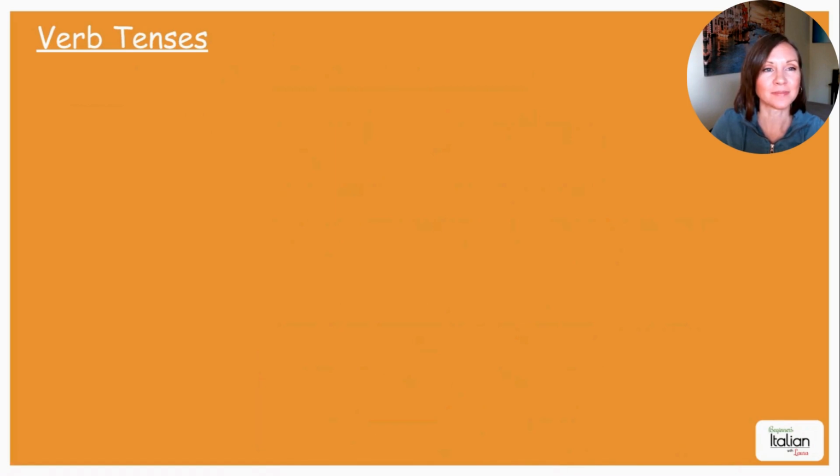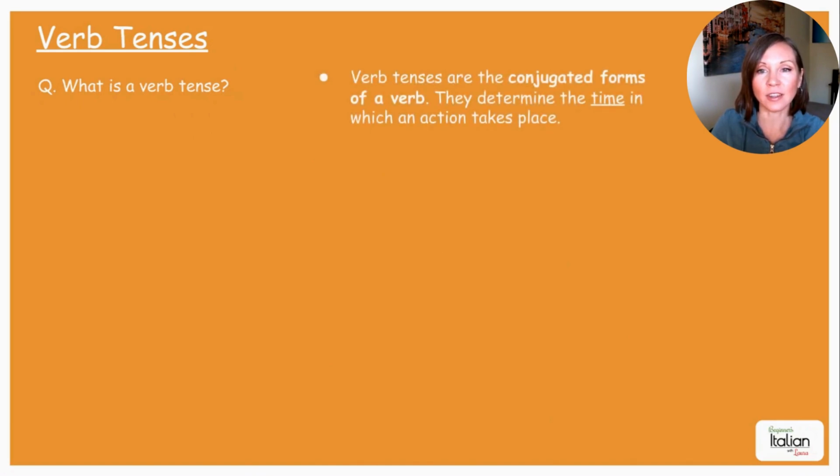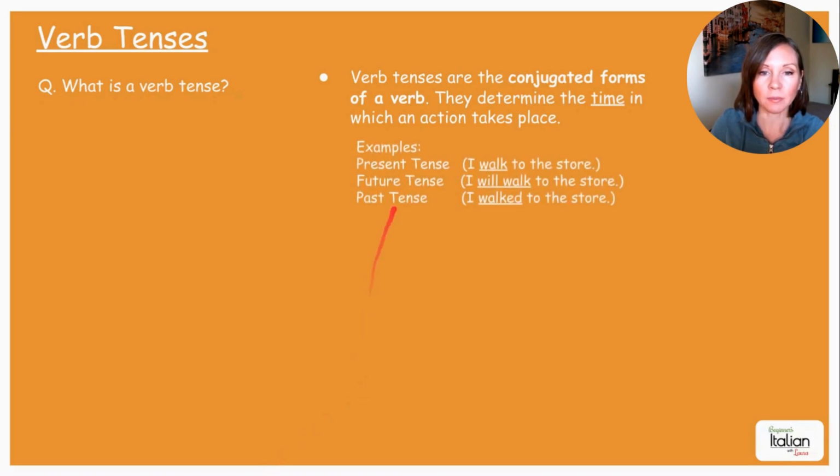Verb tenses. What is a verb tense? So verb tenses are the conjugated forms of a verb. They determine the time in which an action takes place. For example, in the present tense, I walk to the store. In the future tense, I will walk to the store. And in the past tense, I walked to the store.